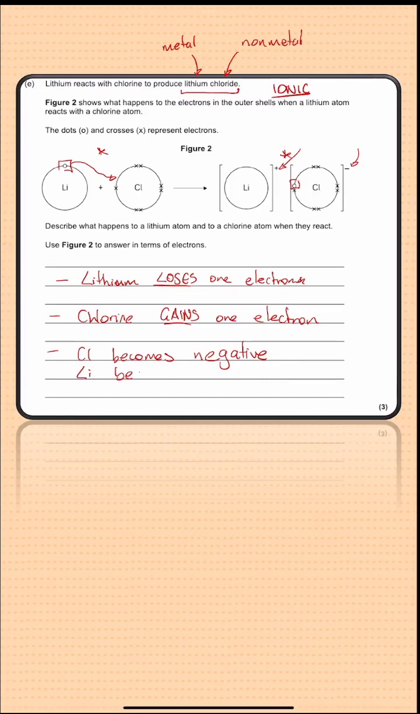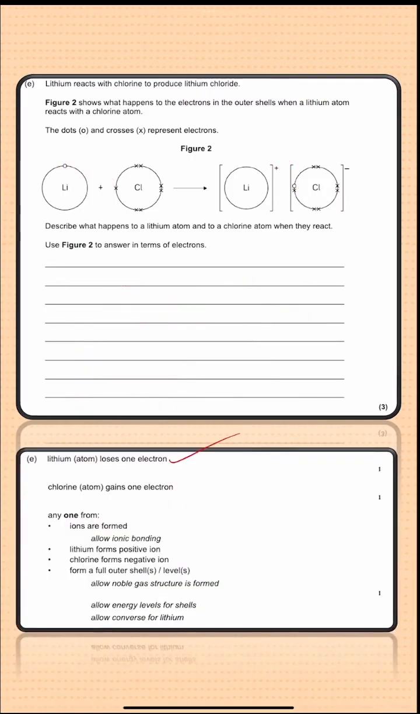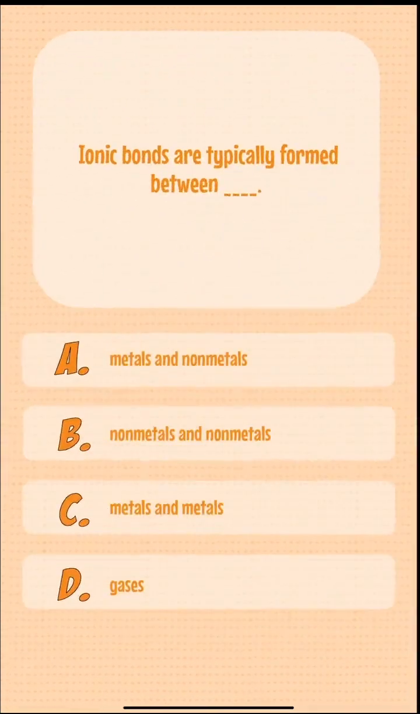Lithium becomes positive. Yeah, you can also mention to get a full outer shell. We've said more than enough for 3 marks here. So we got this mark, we got this mark, and it says any one from these. We mentioned 3 different ones. You can say ions are formed. We said this one, didn't we? Lithium forms positive, chlorine forms negative. Full outer shell, you can say that as well. All right, well done. Let's carry on.